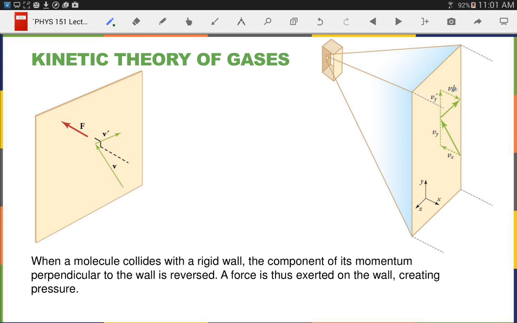And so that's what's depicted in this picture here. It comes in with the velocity in the x and y directions, x and y components. Only the x component changes. It changes from into the surface of dx to out of the surface of dx. The y component stays the same.